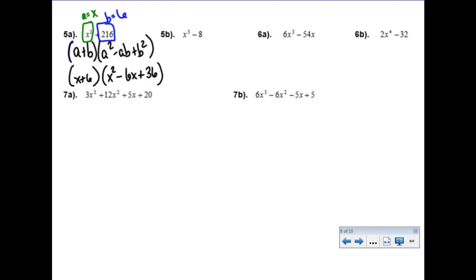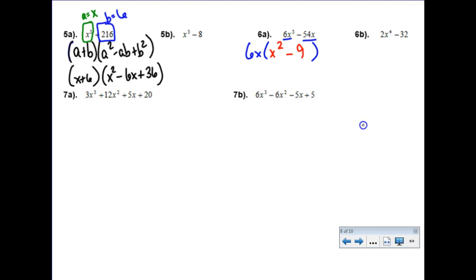All right, let's look at 6a. Top of the flowchart again. Is there a common factor? Well, there better be. Are you looking at the wrong question? 6a. Yeah, there's a common factor of 6. Anything else? X. Good. So we're going to factor out the 6x. And that leaves us with x to the second. Good. Minus 9.